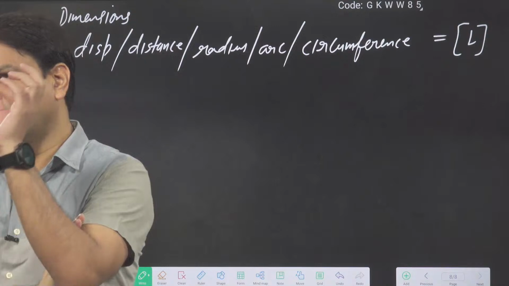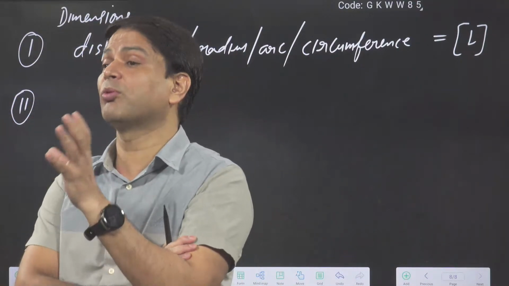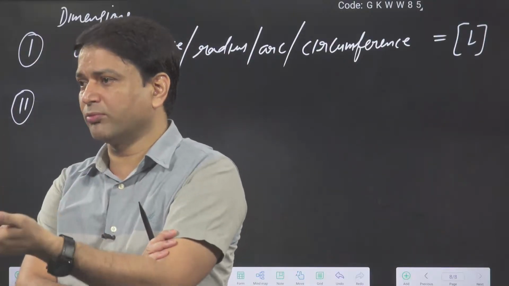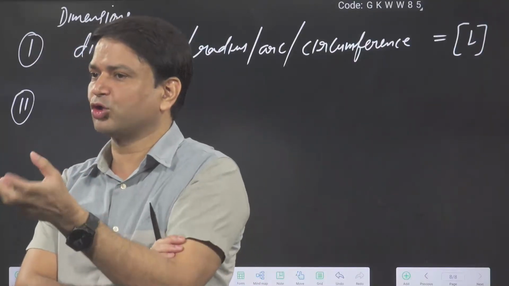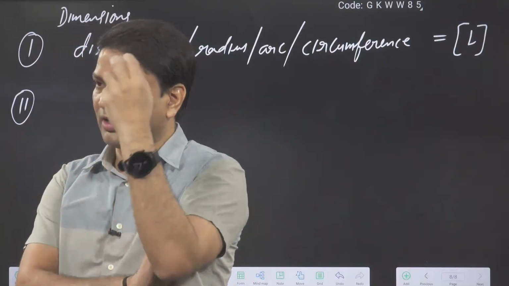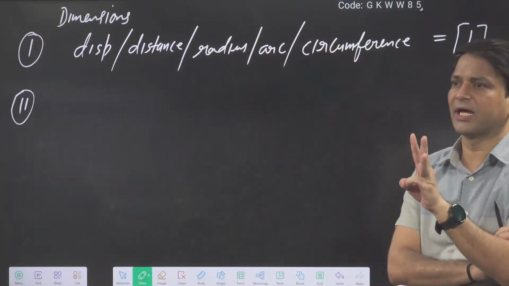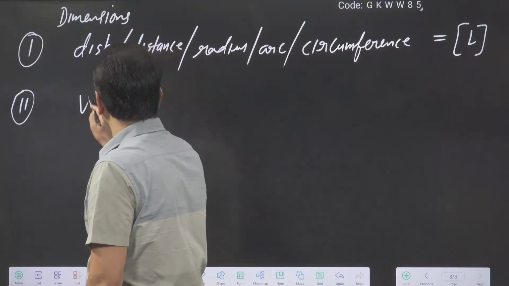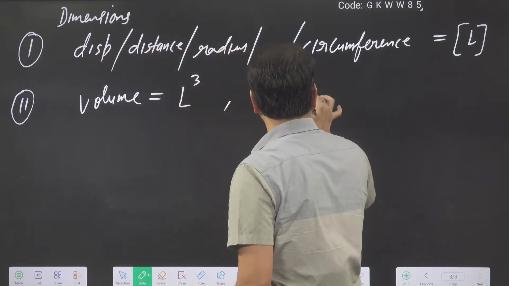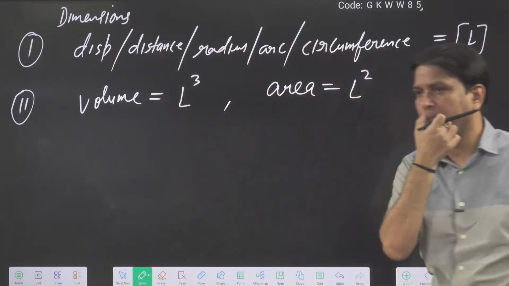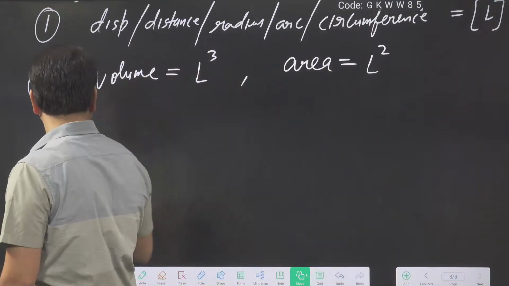So volume, any volume we are multiplying 3 dimensions, like volume of the cuboid, L into B into H, volume of the cube, side cube, volume of the sphere, 4 by 3 pi r cube, means r, L, volume of the cone, 1 by 3 pi r square h. Any volume we will always multiply 3 dimensions. That's why dimension of volume is L cube. Similarly, area is equal to L square.